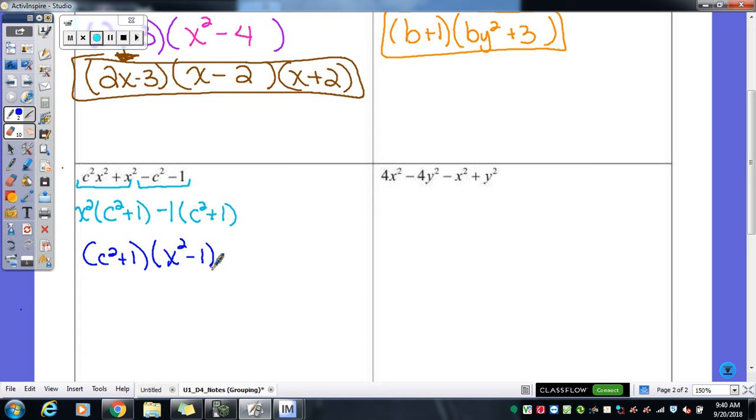Can we factor either of those again? Which one? The x squared minus 1. That's a dots problem because it's subtraction. The c squared plus 1 is not going to be dots because it's got the plus sign, not a subtraction sign. So that would factor into x minus 1 times x plus 1.